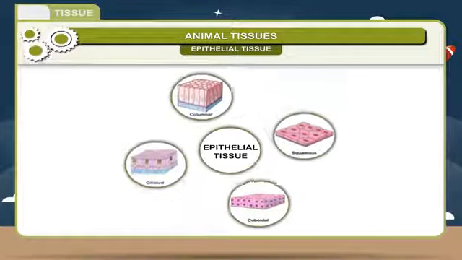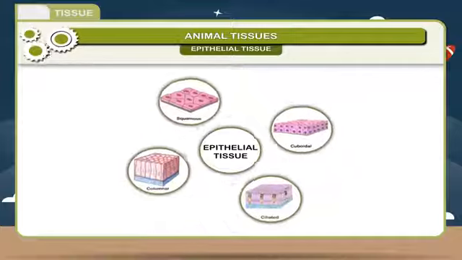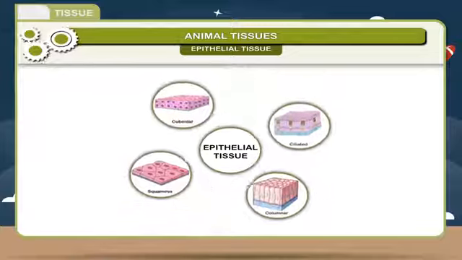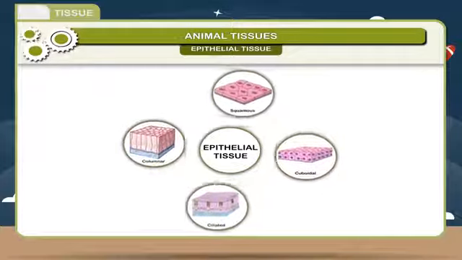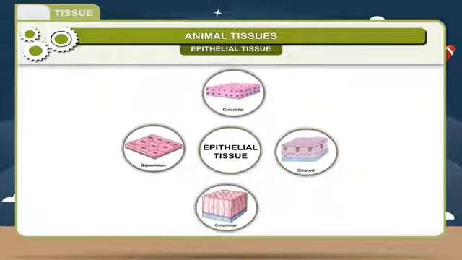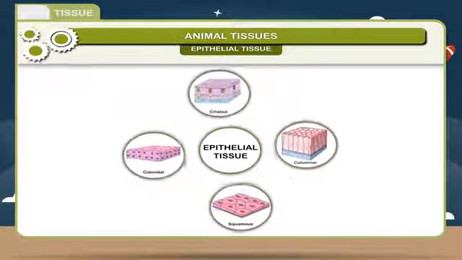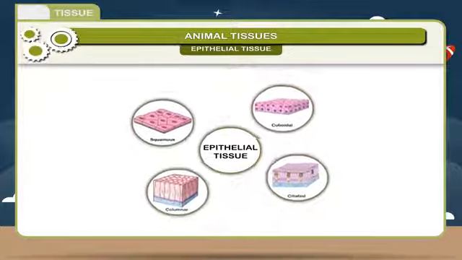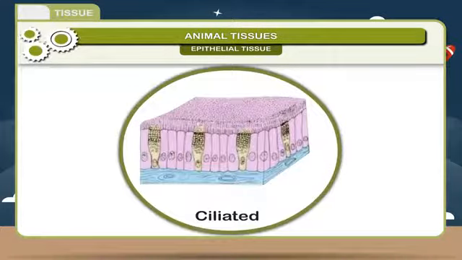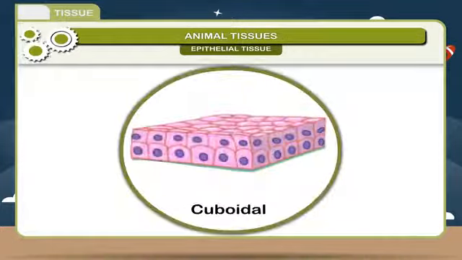Epithelial tissue. Structure. The cells of epithelial tissue are of different shapes depending upon their location and function. They may be flat, cuboidal, or columnar. These cells are tightly packed and there is no intercellular space. On the basis of the shape of the cells, the epithelial tissue is classified into 4 types: squamous epithelium, ciliated epithelium, columnar epithelium, and cuboidal epithelium.